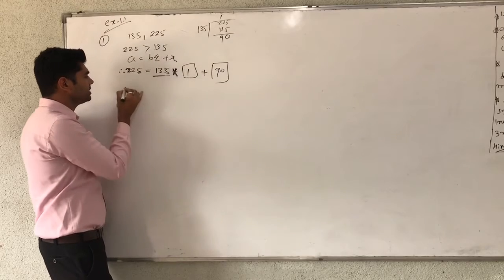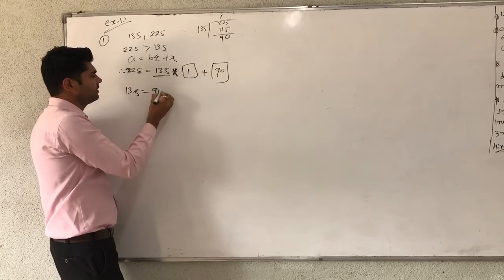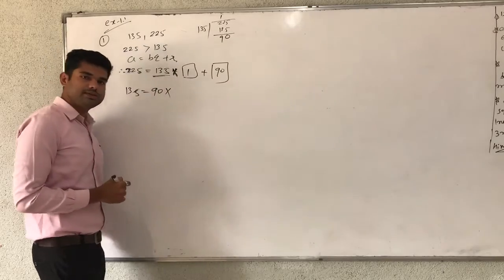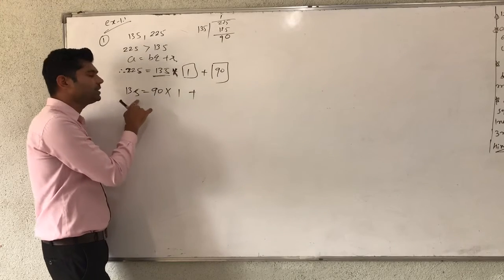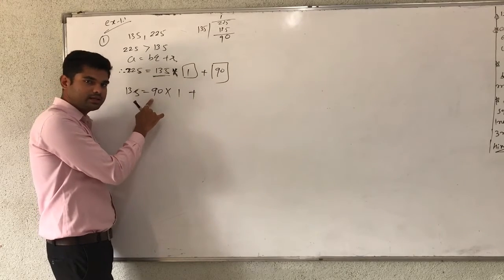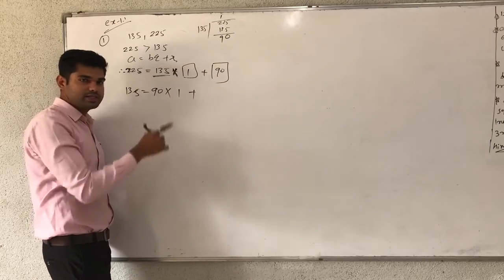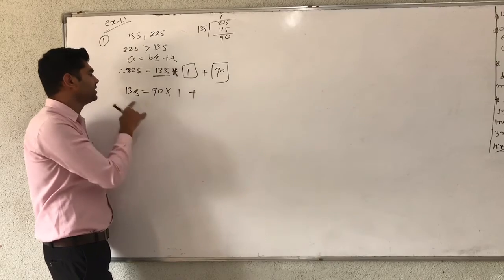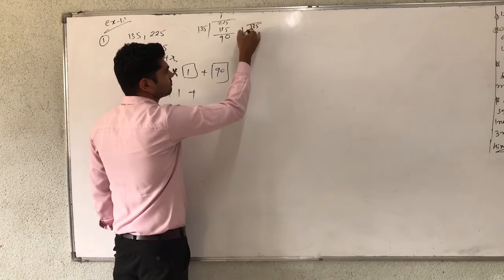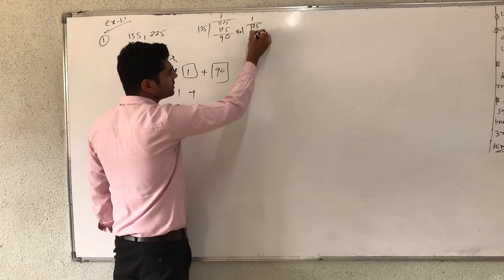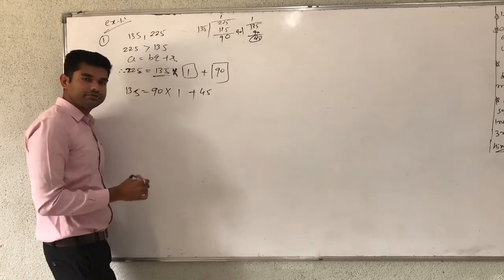Now we have to do similarly as the last question. 135 is the same, multiplied by 1 plus the remainder, because 135 divided by 90, the answer is divisible by 1, so 1 and the remainder means 135 minus 90, remainder is 45, so 45.